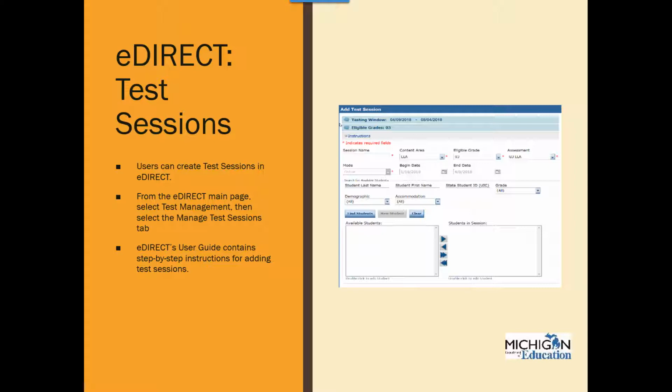Users can create and edit test sessions in eDirect starting on March 8, 2019. When you are in the eDirect main page, select Manage Test Sessions, which will bring up a window to select. Once you select Manage Test Sessions, you will be prompted to select the test administration and your entity information. At the bottom of the page, select the Add Session button to view this screen.